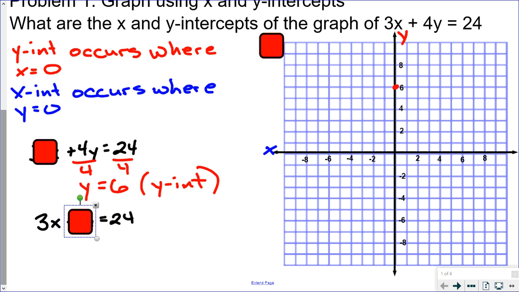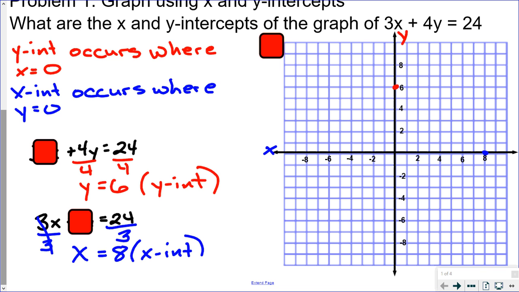All right, and again, what you would do on your paper is just put your thumb over that, cover it up, see the equation that you have. Now I'm going to solve the equation for x. I'm going to divide both sides by 3. And so x equals 8, and that is the x-intercept. So these are actually really easy to graph.